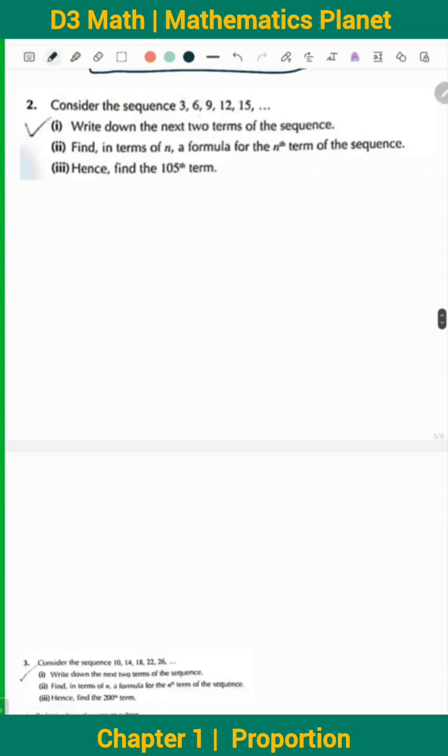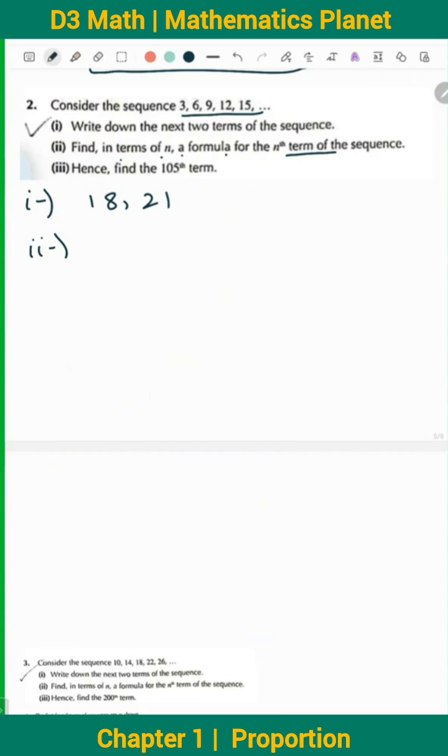Consider the sequence 3, 6, 9, 12, and 15. Write down the next two terms of the sequence. Okay, this is an easy one. Can you tell me the next two terms? 18, 21. Find in terms of n a formula for the nth term of the sequence. Again, first of all, we need to check if the difference is constant or not.